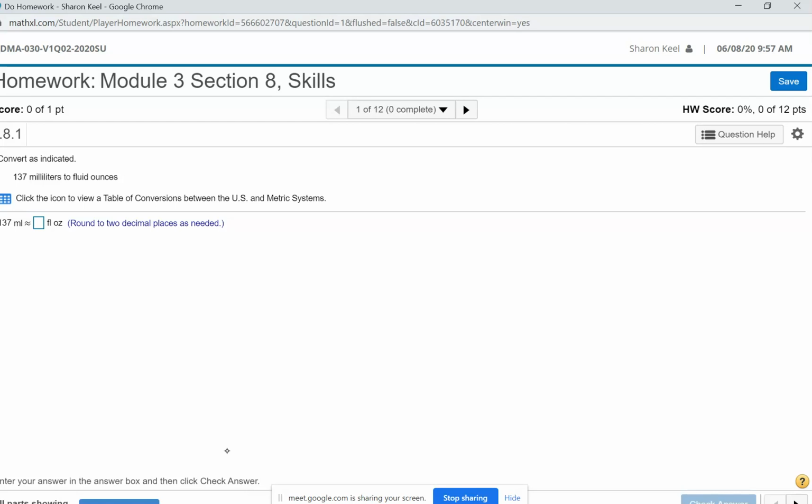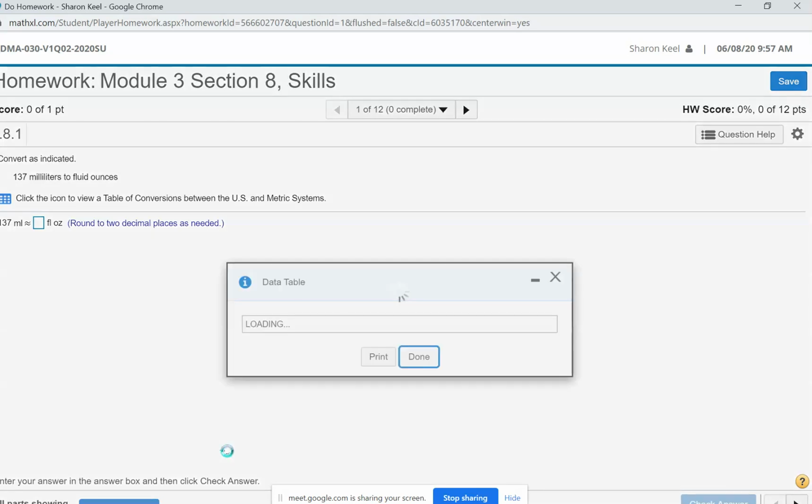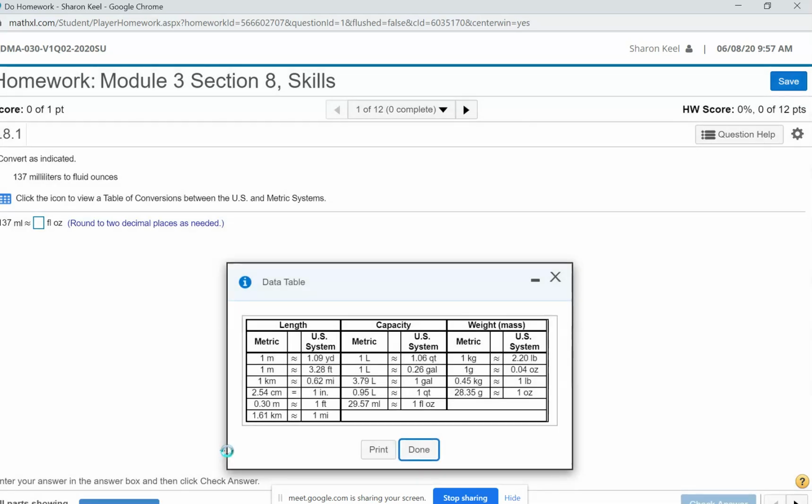Here it says click the icon to view a table of conversion. So this little blue box here, when I click on that, it's going to give me a window that appears that has the conversion. So I'm going from milliliters to fluid ounces. Remember, we either have length, capacity, which is volume, or weight. So in this case, fluid ounces in liters is capacity. So what we would be doing is we would be using this conversion where we see milliliter and we see fluid ounces.